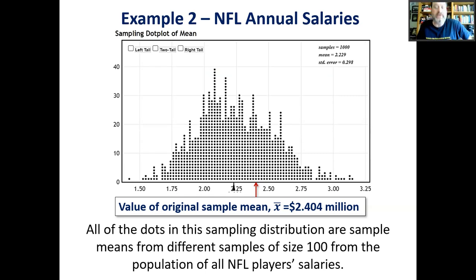So all of the dots in the sampling distribution are sample means from different samples of the same size from the population of all NFL player salaries. And we can see that one of the dots, one of the ones in this column here, is our original sample mean. So we took one sample and we looked at it and said $2.404 million. I think that's close to the population mean, but I have no way to tell. But if you plot 1,000 sample means, you see a distribution. And I know some of you are looking at this distribution and thinking, aha, I know a rule we can use for this type of distribution. And that's exactly what we're going to do.